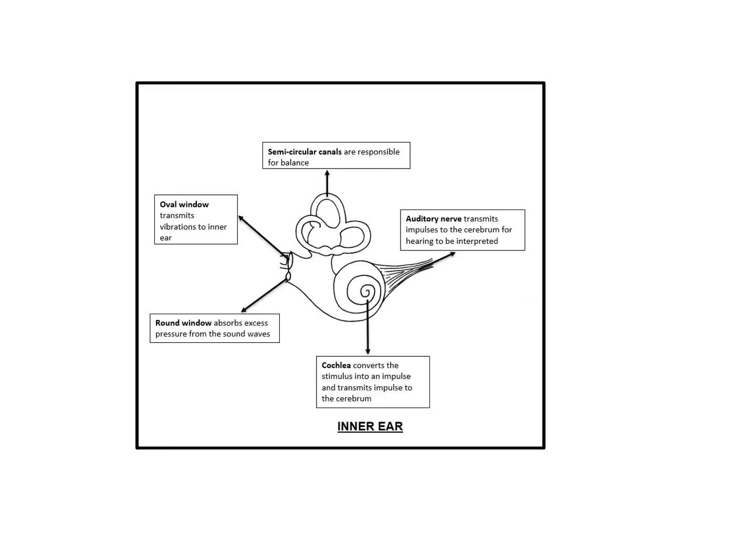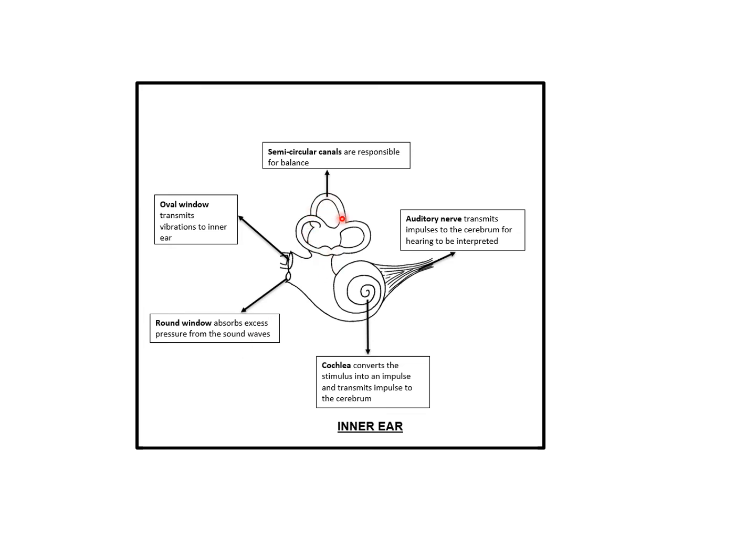Right, let's get to the inner ear. In the inner ear, there's your oval window and your round window. From its name, one window is oval and the other is actually round. The oval window will then transmit the vibrations to the inner ear, which is the cochlea. The round window absorbs excess pressure from the sound waves.